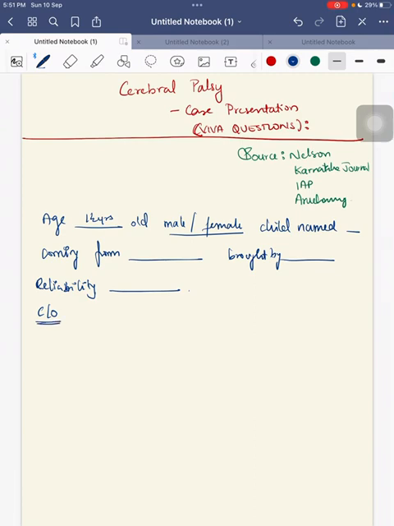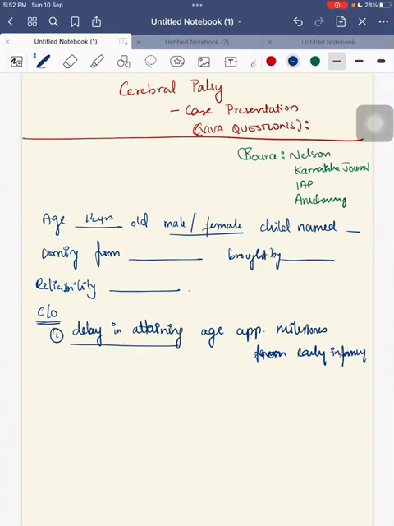When you get a case of cerebral palsy, you will be writing the chief complaints of delay in attaining age appropriate milestones from early infancy. Or the cerebral palsy child may come to you with the presenting complaints of convulsions or fever or aspiration. This can be the starting complaint also.